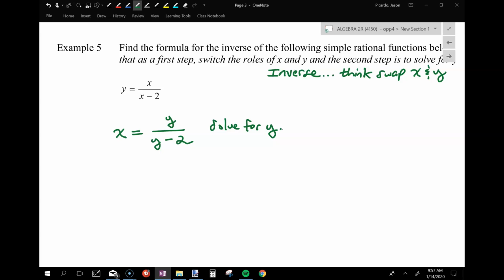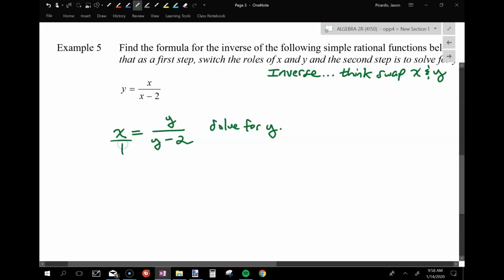This is the tough part. I got to solve for y. So I'm going to put this x over a 1, okay? What do I do when I have a fraction equals a fraction? Cross multiply. Yep. So I have y times 1 equals x times y minus 2.